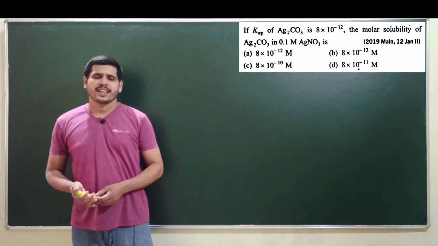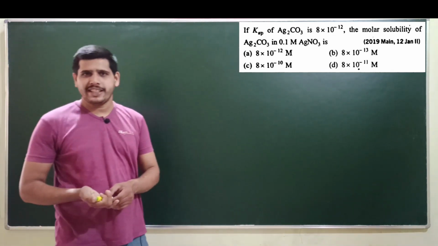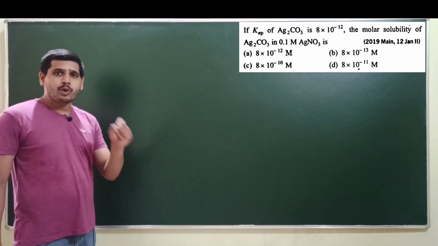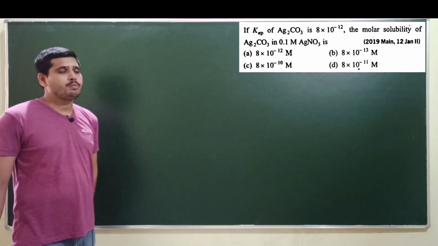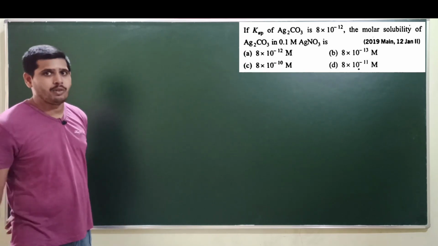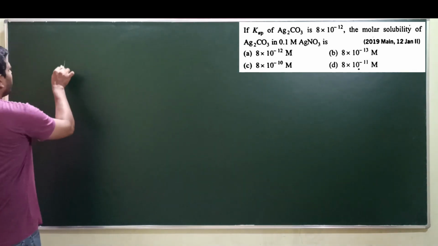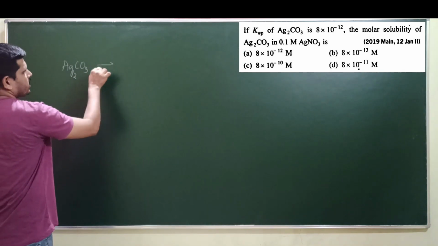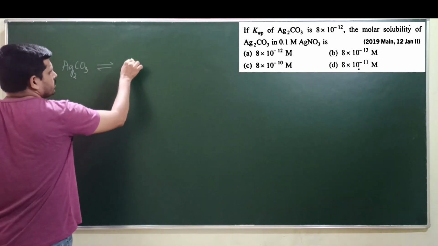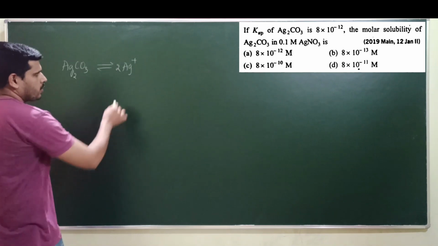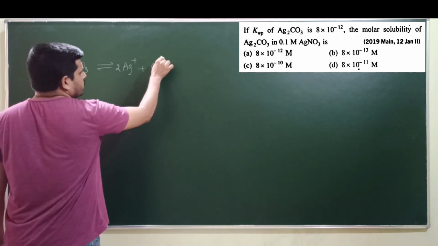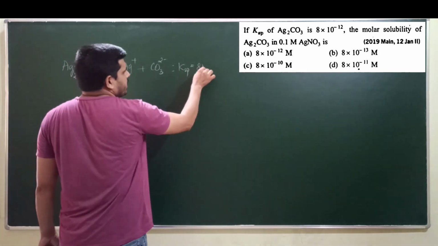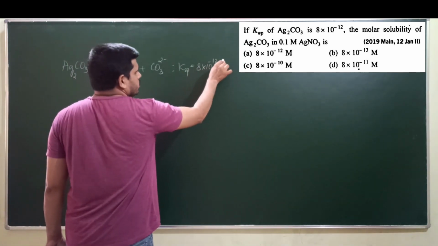Hello dear students, molar solubility of silver carbonate is asked. Am I right? The solubility product of it is given and its molar solubility is to be calculated in 0.1 molar silver nitrate, which has a common ion, silver, remember. So we usually write this expression, isn't it? Silver carbonate dissociates to give silver ion Ag plus, 2 of them, plus carbonate ion CO3 2 minus. What is given is KSP. It is equal to 8 into 10 to the power of minus 12.